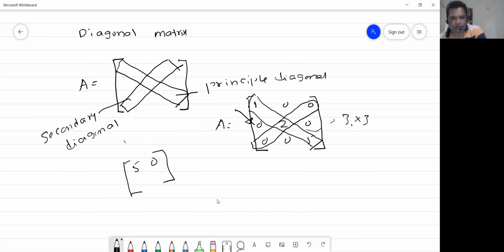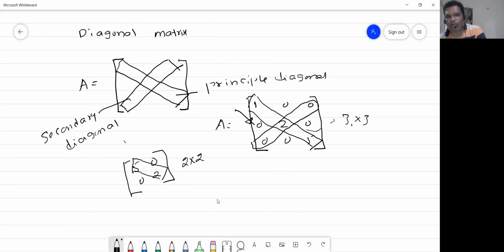5, 0, 0, 2. Here, this is the principal diagonal. Except the elements of the principal diagonal, all other elements are equal to zeros. Such a matrix is called a diagonal matrix. What is the order? 2 rows into 2 columns. The order of the matrix is 2 by 2.